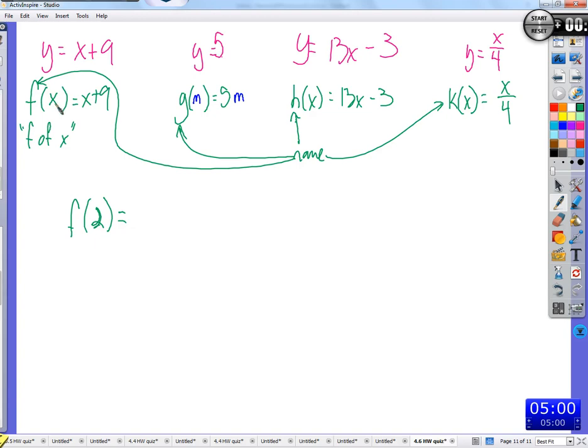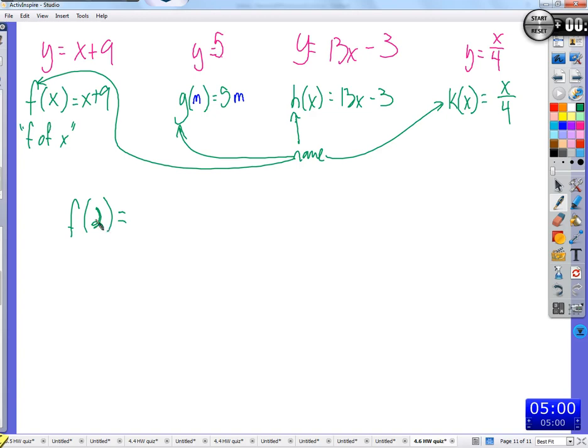f of x, right? x is the input. x is the place where, over here on the right side of the equation, you're going to put your input. What's the input now? Oh, it's not just x. It's not just some variable. It's specifically 2.